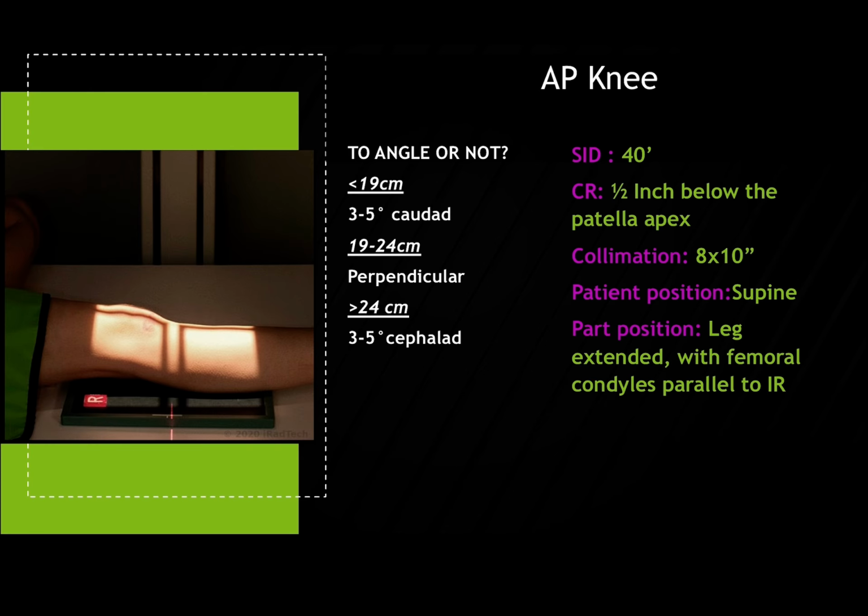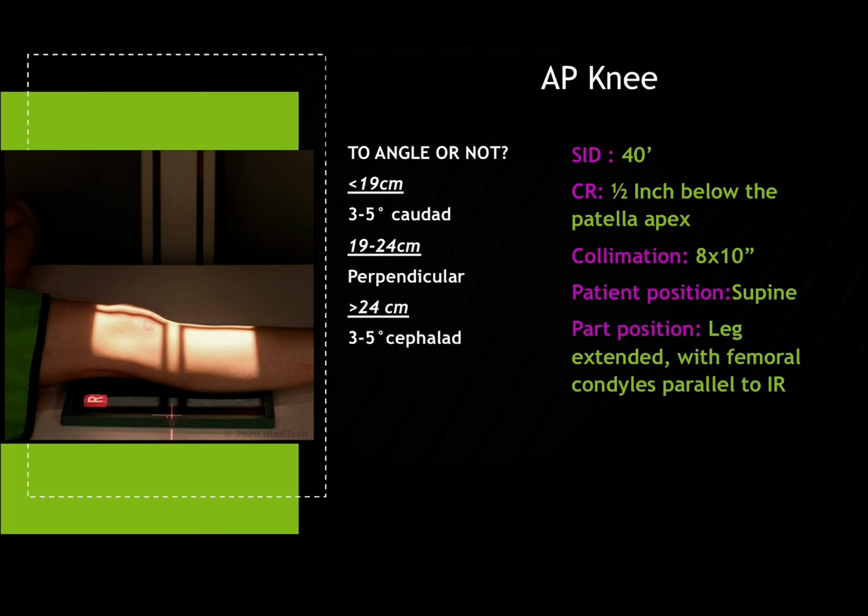So before we get started with the AP knee, it's very important to know whether or not we angle. And this depends on the ASIS to tabletop measurement of our patient. Knowing this helps open the joint space correctly for each body habitus. So as you see over here, for patients smaller than 19 centimeters, our angle is going to be 3 to 5 degrees caudad. For patients between 19 to 24 centimeters, we want a central ray that's perpendicular. And for patients larger than 24 centimeters, we do an angle of 3 to 5 degrees cephalad.